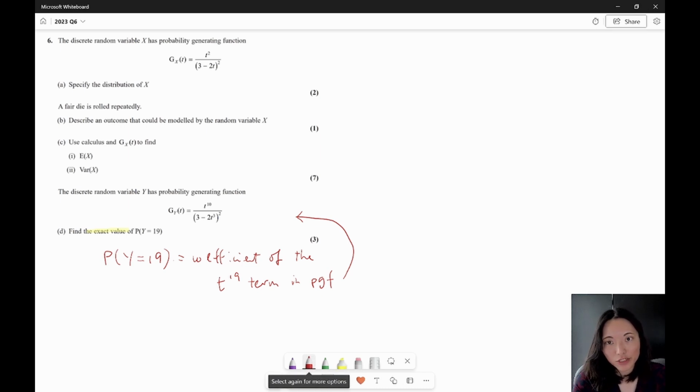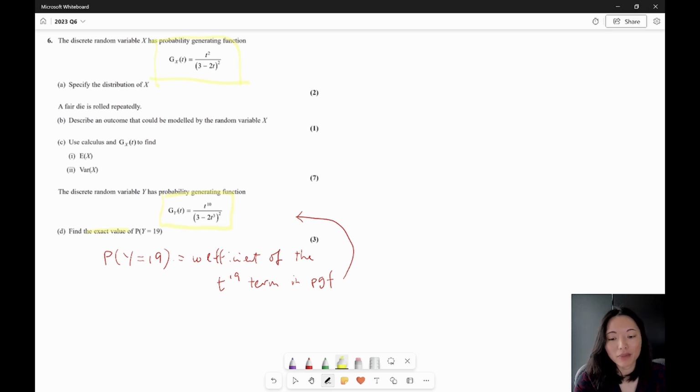If it was a standalone question, it might be difficult for us to know how to start. But this is part D of a question that's asking us about probability generating functions, that's asking us about the distribution of x. So why don't we try and make use of the earlier part of this question? Let's take a look at this expression, the probability generating function of y, and compare that to the probability generating function of x. And we can see that they're not too different.